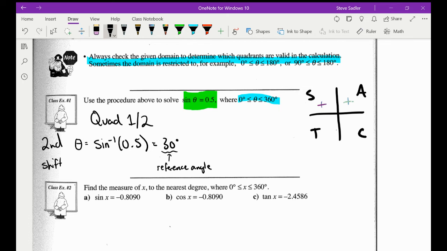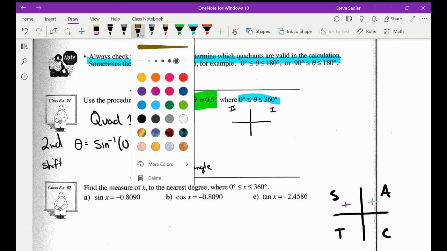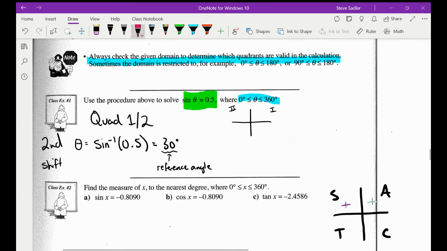If I draw a quick sketch, it's going to be 30 degrees in quadrant 1 and quadrant 2. That's the reference angle. So let's use red here. 30 degrees looks something like that, 30 and 30. But we know that we want to find the rotation angles.